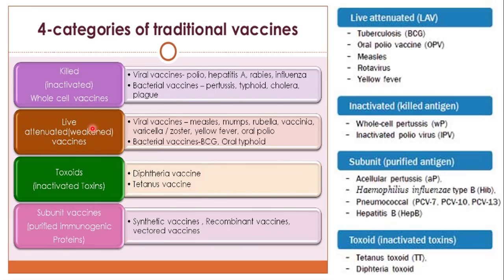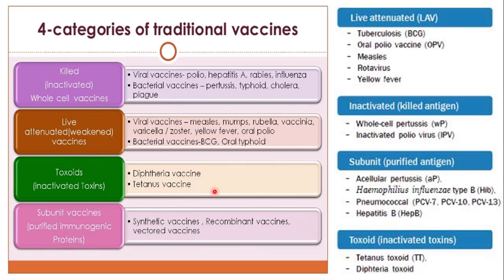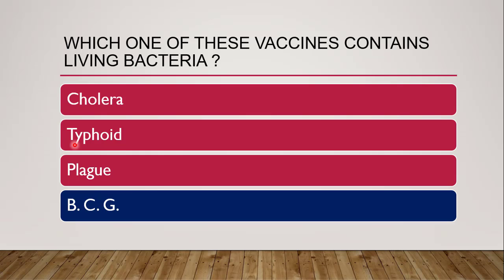Now for live, you can see viral vaccines and bacterial vaccines are there: BCG, typhoid, measles, mumps, rubella and yellow fever, etc. So here you can see the options: cholera, typhoid, plague, BCG. Amongst these, BCG you will find in the bacterial vaccines which are live attenuated. So the correct answer is BCG.